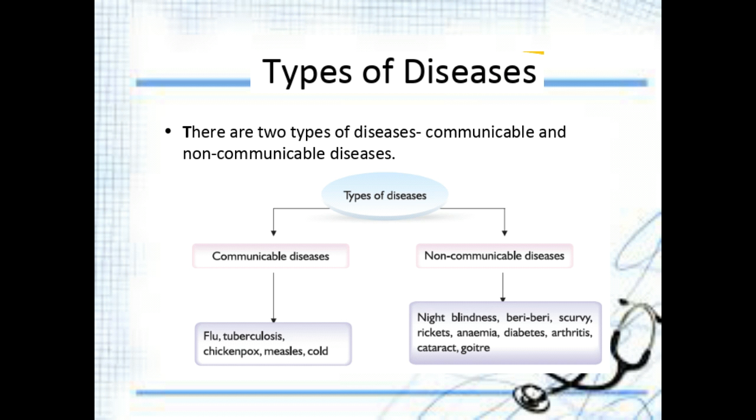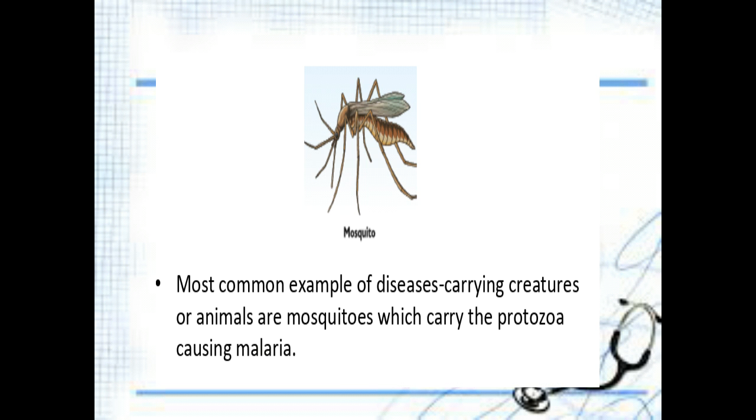Examples for communicable disease are flu, tuberculosis, chickenpox, measles, cold, etc. Examples for non-communicable diseases: night blindness, beriberi, cancer, scurvy, arthritis, heart attack, etc. These are non-communicable diseases. And today we are going to see about the spreading of diseases, how the diseases can be spread from one person to another person. That is how the communicable disease can be spread from one person to another person.